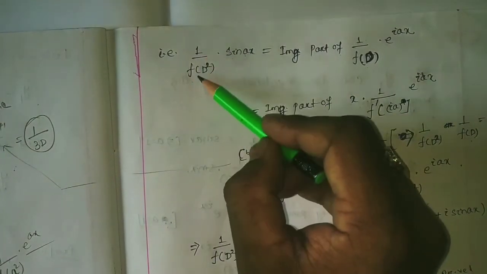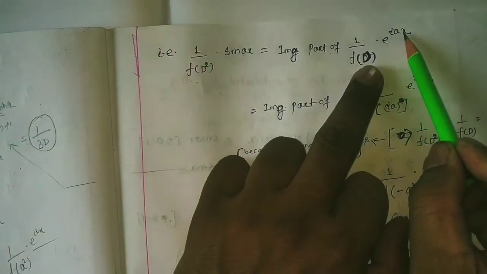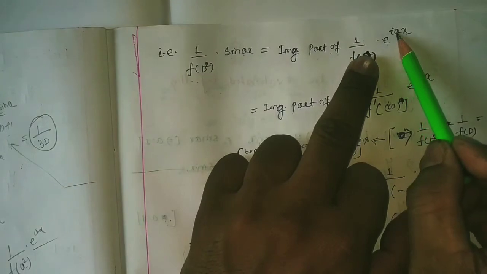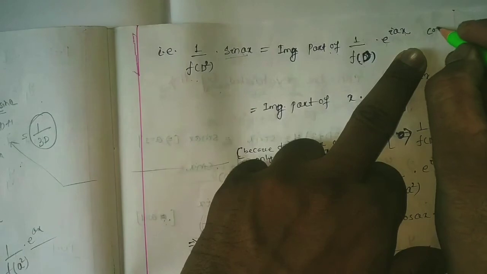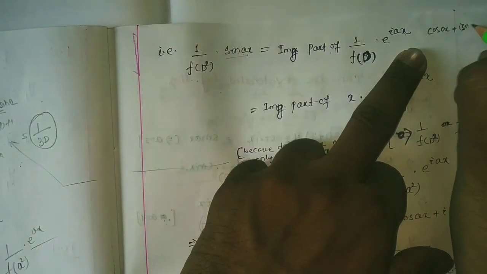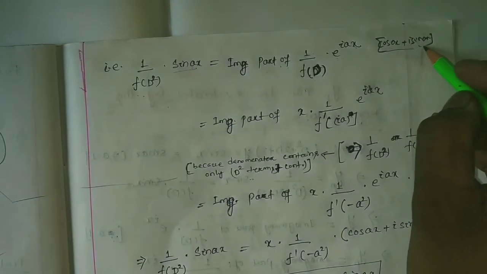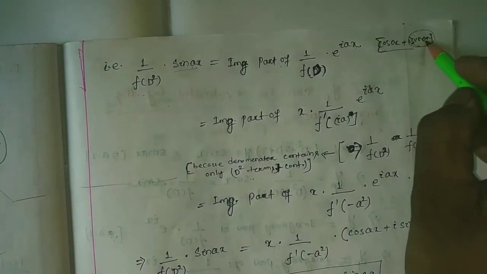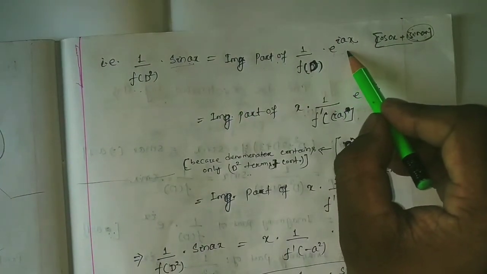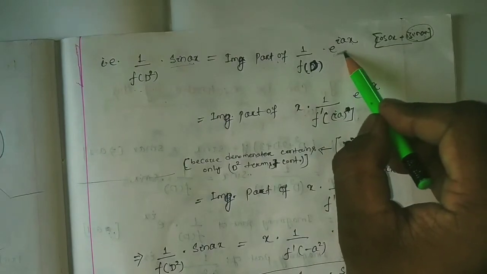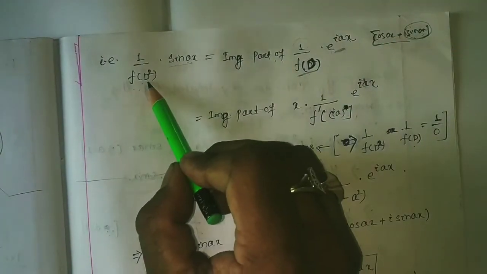Whenever we are going to consider the imaginary part of e to the power iax, the imaginary part of e to the power iax is nothing but sin ax. Okay, e to the power iax means how much? Cos ax plus i sin ax, right? So the imaginary part is nothing but sin ax. But here it is what? e to the power x. So if we are going to write e to the power x, for that we have to write 1 by f of D, not f of D square. Got it? Okay.